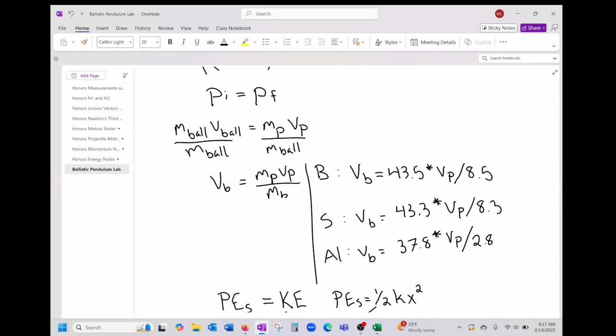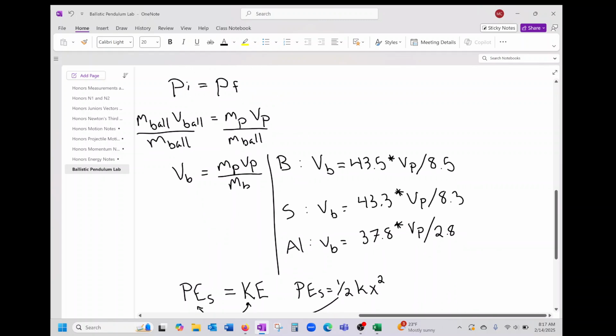The reason that we have to do this is we can't actually just use the kinetic energy of the pendulum to equal the spring energy in the spring launcher, because when the ball goes into the pendulum, there is some energy lost. So we actually have to calculate the velocity of the ball to get the kinetic energy of the ball. We start with m ball v ball equals m pendulum v pendulum. Then if we divide by the mass of the ball, that's going to get us the velocity of the ball. So the mass of the pendulum times the velocity of the pendulum divided by the mass of the ball gets us the velocity of the ball.